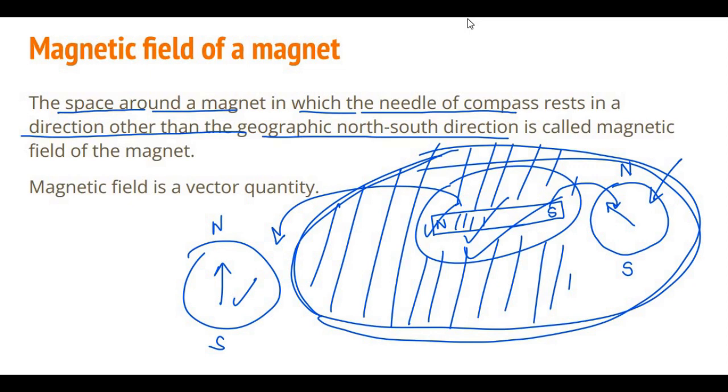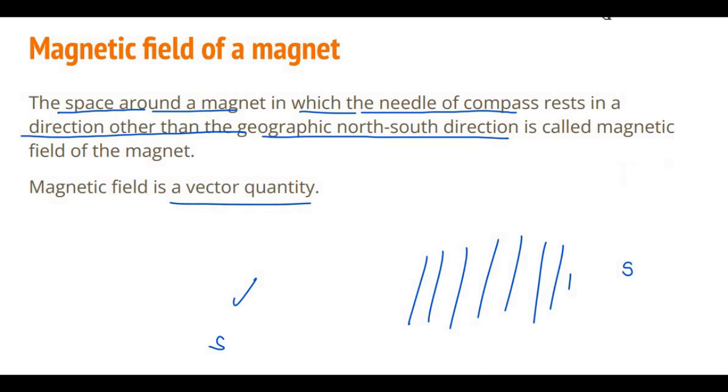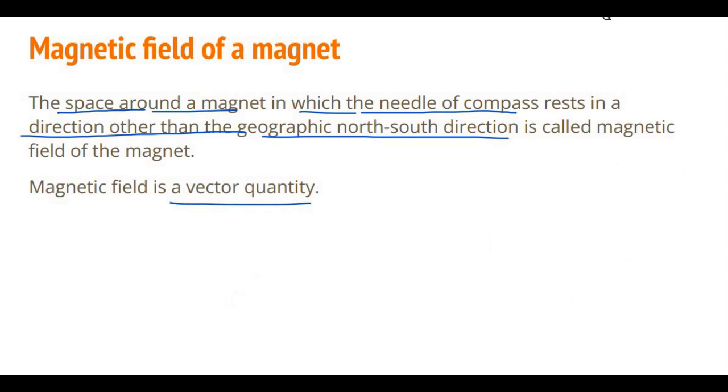Okay, now magnetic field is a vector quantity. It is a very important fact. Magnetic field is a vector quantity. Now they can ask you this question in the form of MCQs also: magnetic field is a number one vector quantity, number two scalar quantity, number three both, or maybe sometimes scalar quantity and sometimes vector quantity, and number D neither vector quantity nor a scalar quantity. So you have to select that it is a vector quantity.